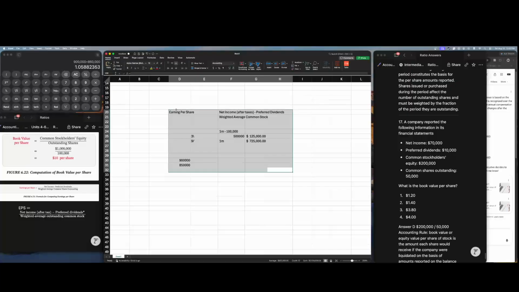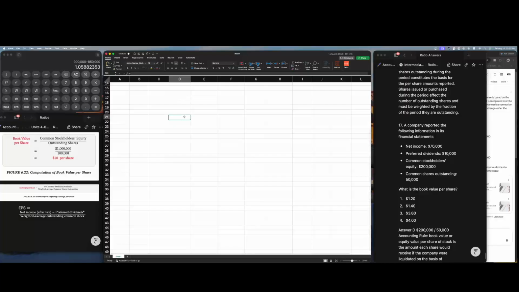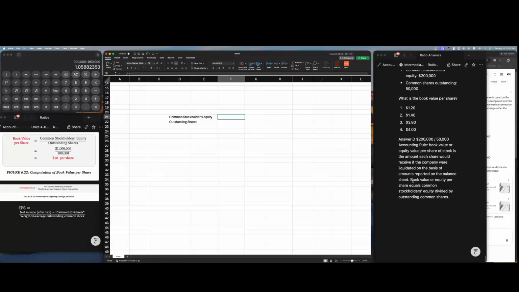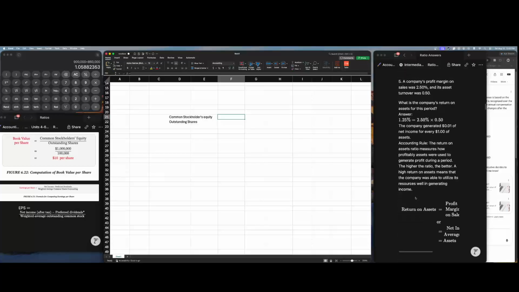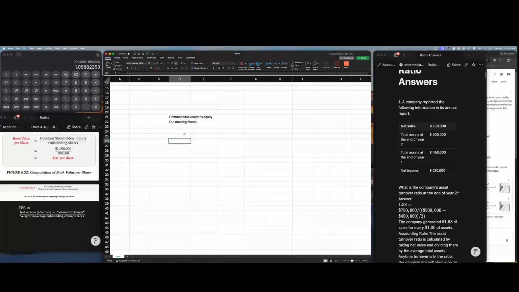So book value. This one I haven't really done before. But common stockholders' equity divided by outstanding shares. And that's pretty much it. I mean, ratios are pretty easy.